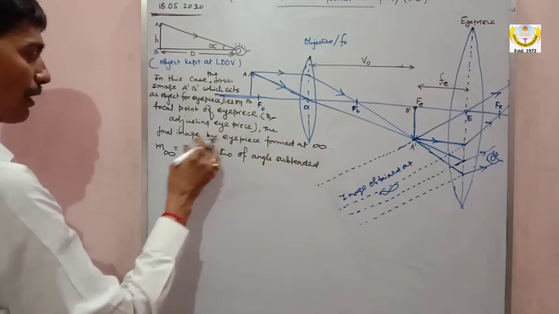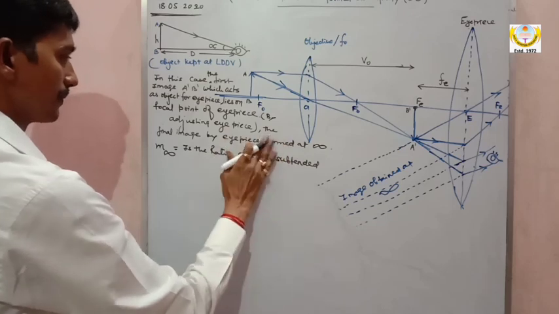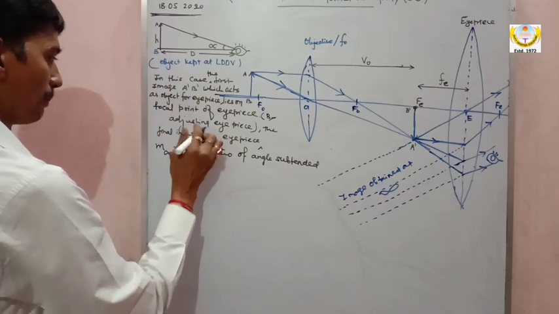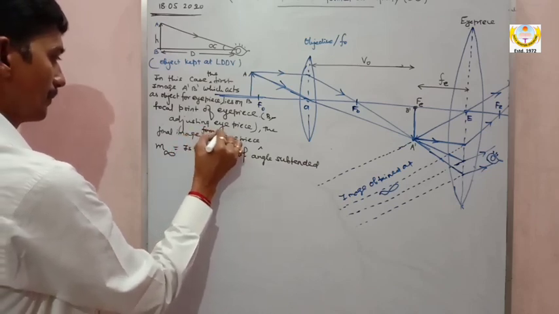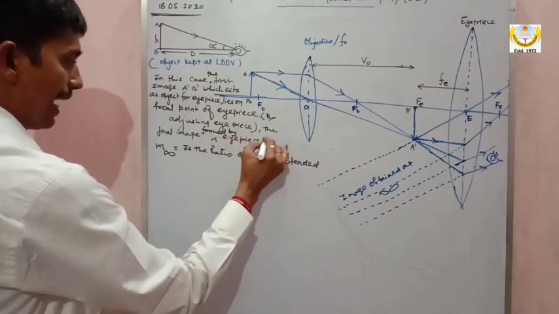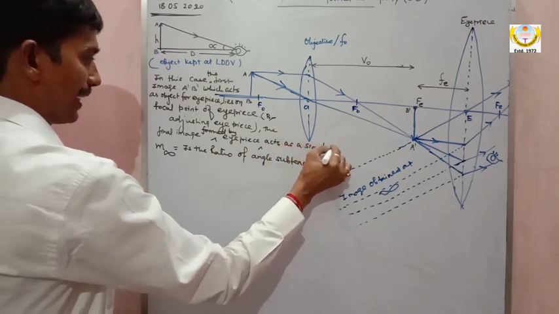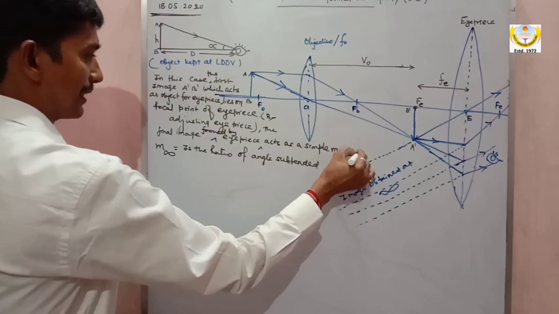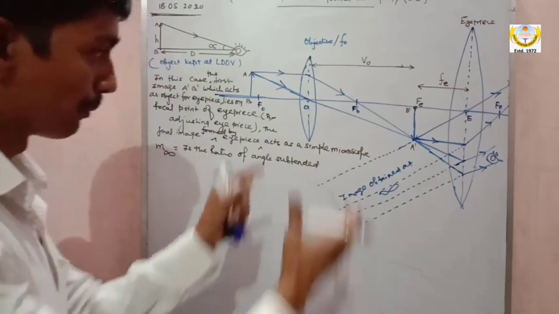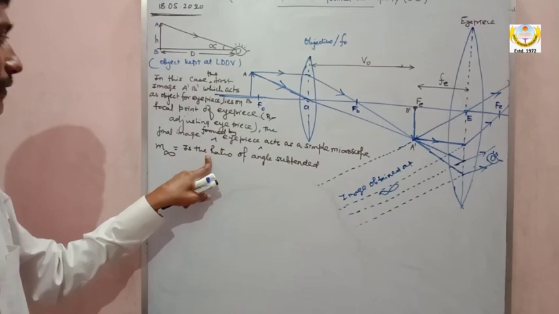Now, this eyepiece is what? Final image by eyepiece. Write this also a little. The final image formed by eyepiece acts as a simple microscope. Again and again remember that eyepiece is acting as a simple microscope, so that I can use the concept of simple microscope. So I can directly put the formula here. So what is magnification at infinity? So I hope it is clear.